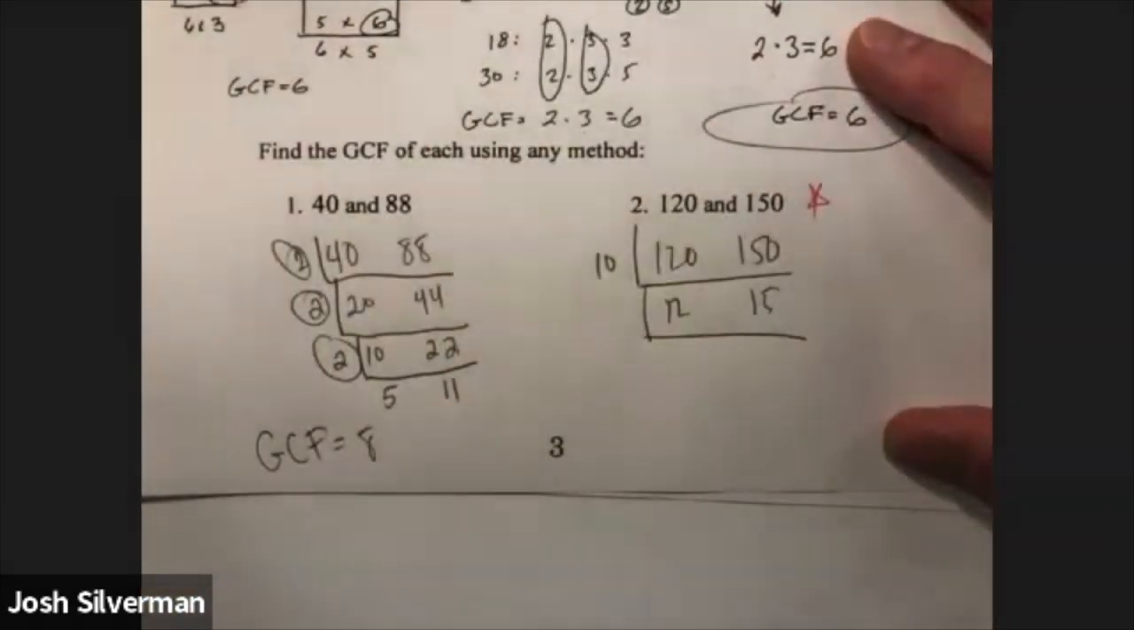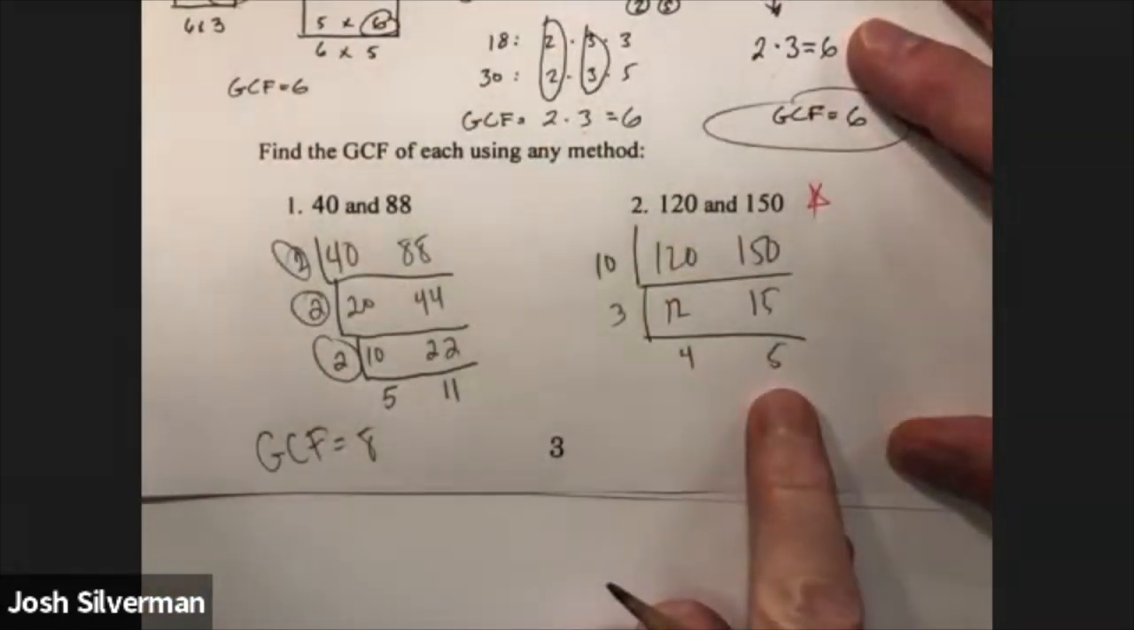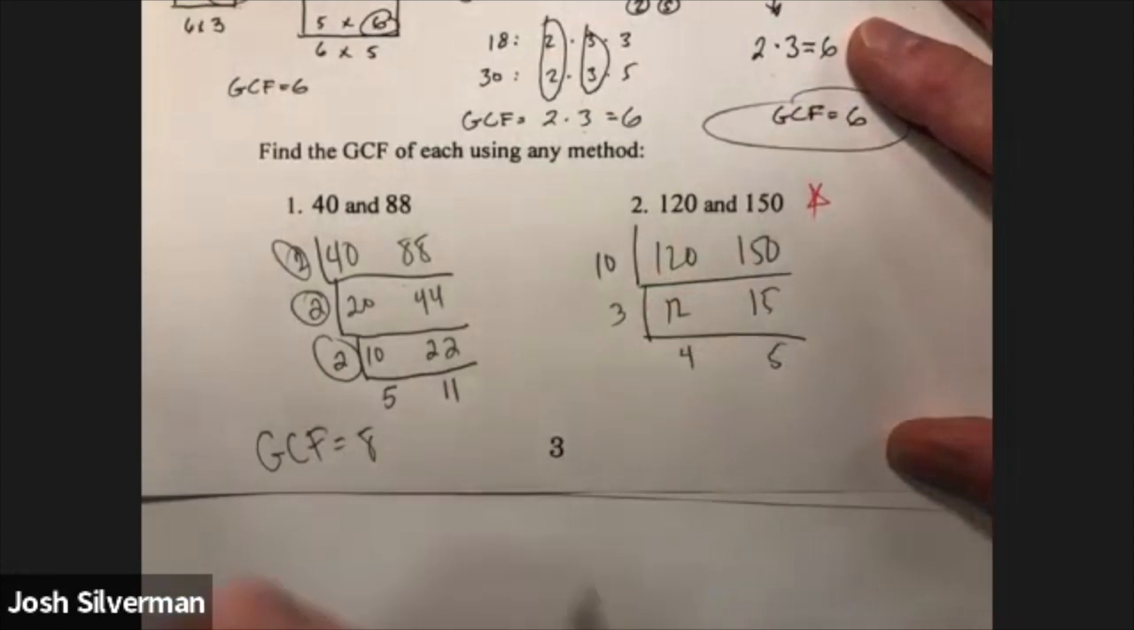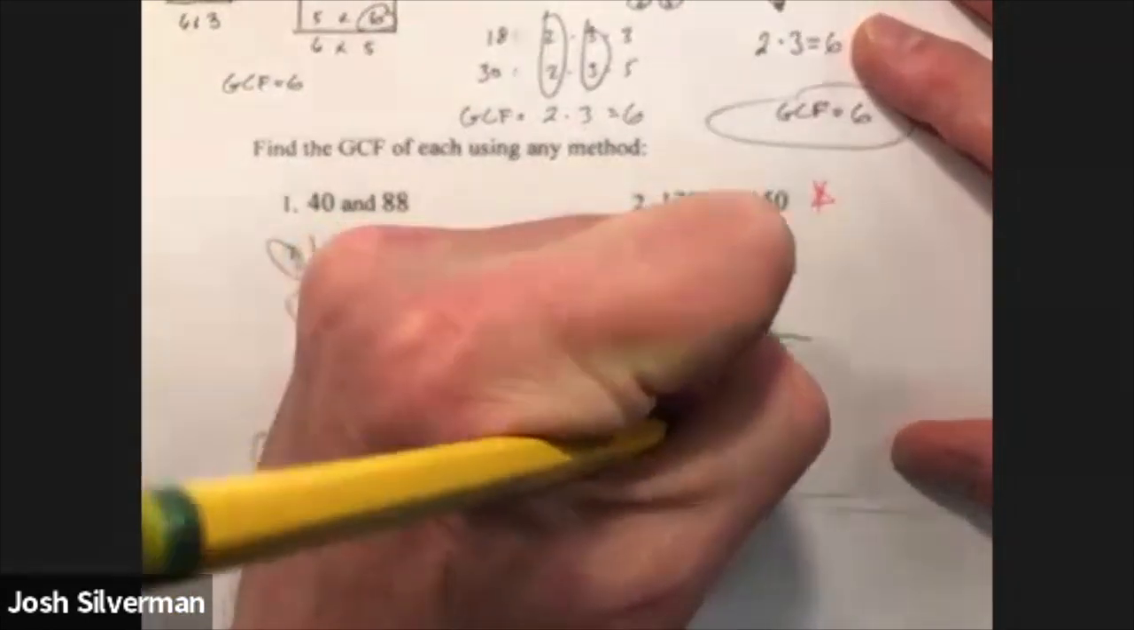What can both of those be divided by? Yeah, 3. 12 divided by 3 is 4. 15 divided by 3 is 5. And what can both of those be divided by? 1. We are done. Multiply them together. GCF is 30.